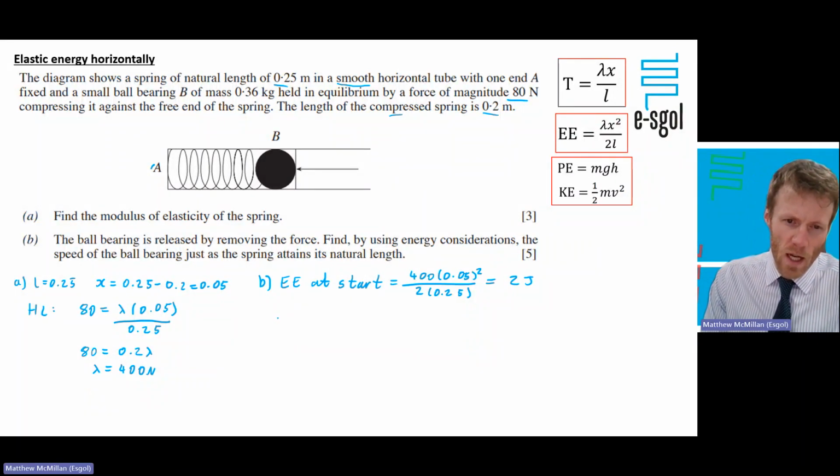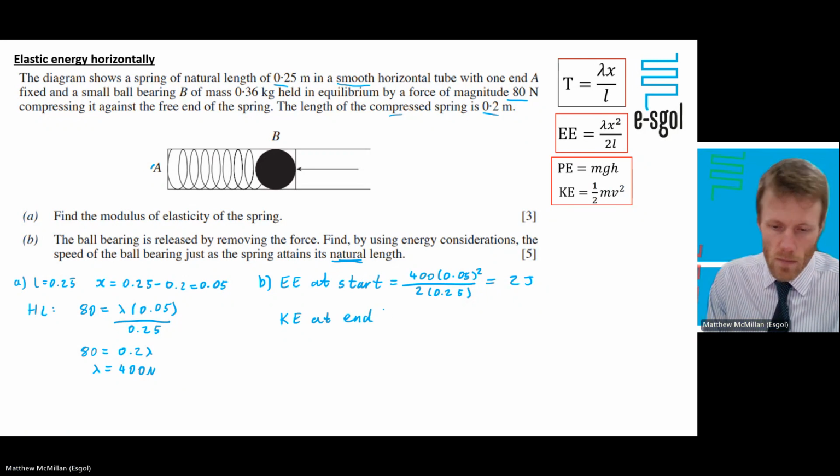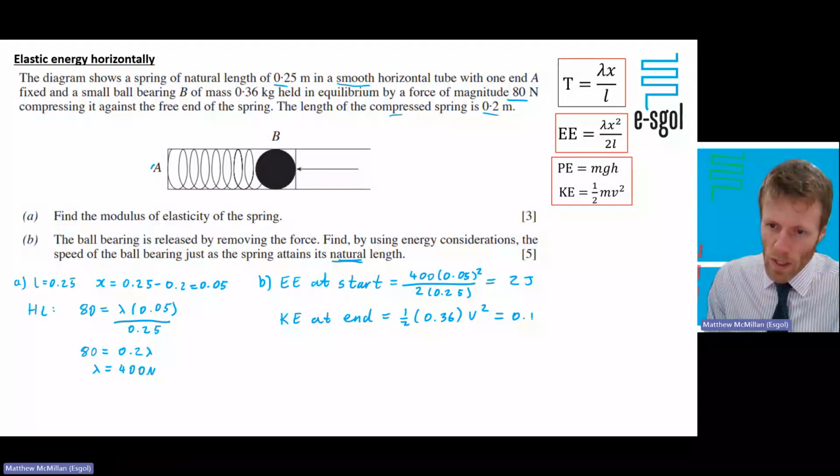Then we are thinking, it says, use energy considerations, the speed of the ball, just as the spring attains its natural length. When it's at its natural length, it will no longer have elastic energy. It will all be into kinetic energy. So we want the kinetic energy at the end. And that is half mv squared. So half times 0.36 times v squared. So that's 0.18 v squared.